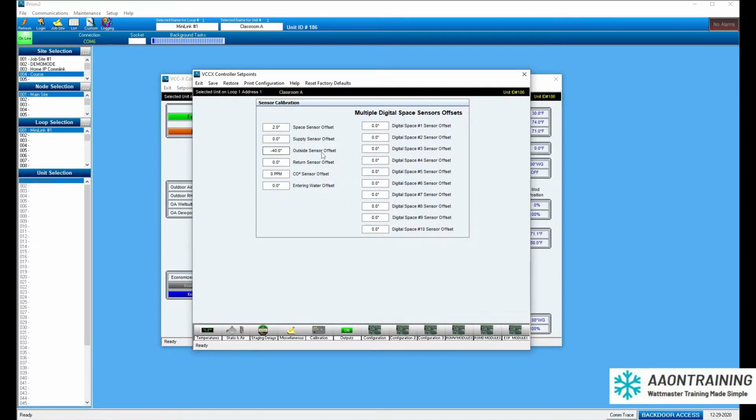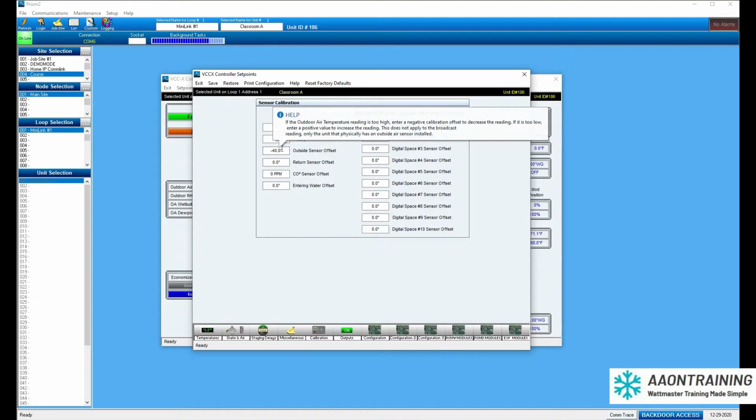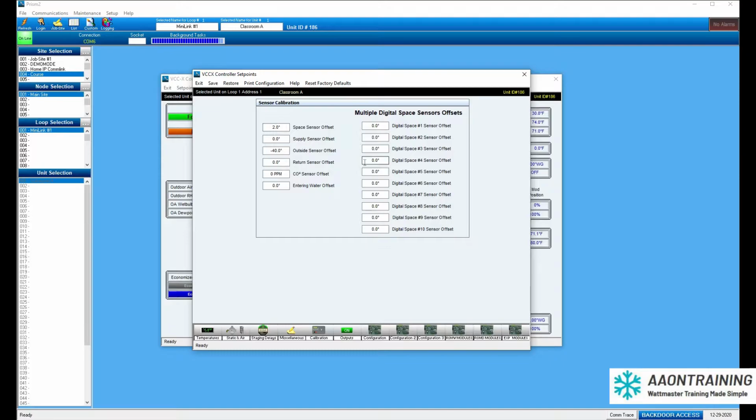There's calibration. So over here you can see that I've thrown in a negative 40-degree calibration on my outside air sensor so that it looks a little different when we're on the details viewer than all of the other thermistors that I have, because right now they're all sitting side by side. It didn't really give you a good sense of what is different and what is not. So I wanted to just show that one a little bit. And then the space sensor offset is also shoved up a little bit as well.